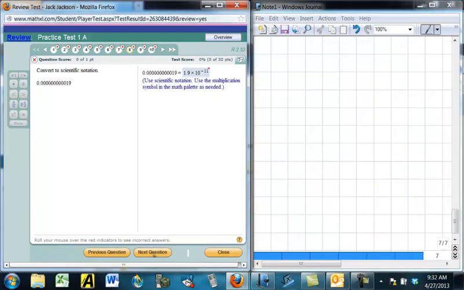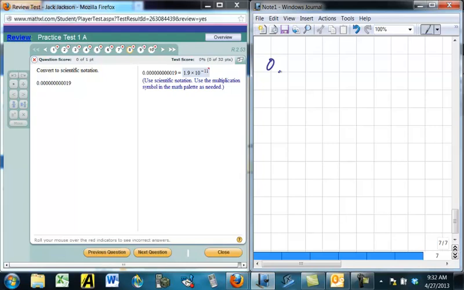Next question. Scientific notation. What you do, well, let's just count: the 0 on the front doesn't count. Let's count the ones after the 0. Okay. 1, 2, 3, 4, 5, 6, 7, 8, 9, 10.